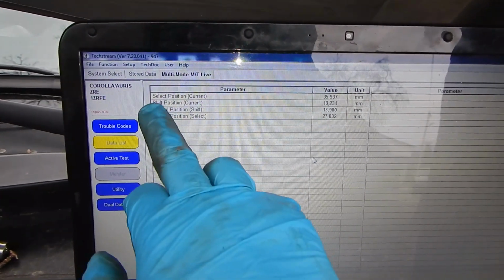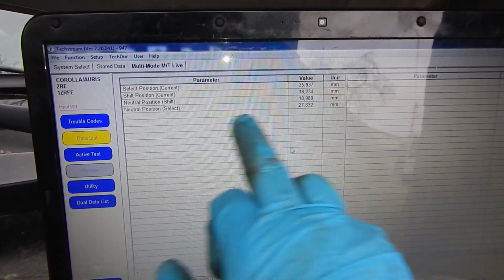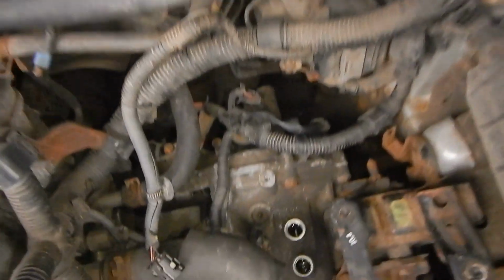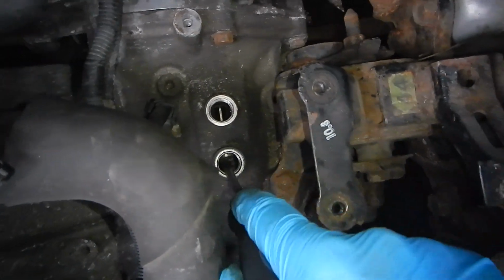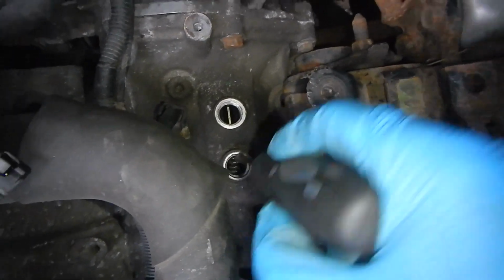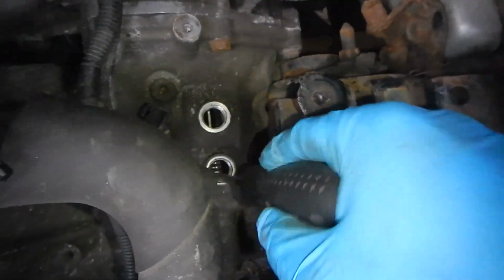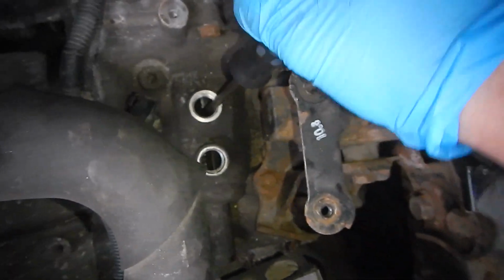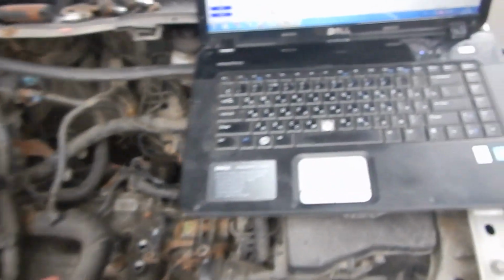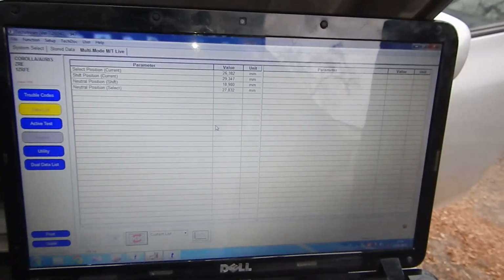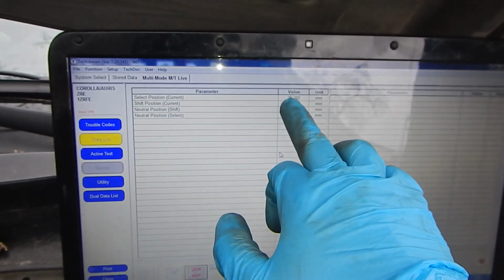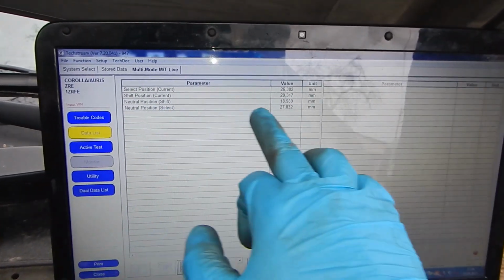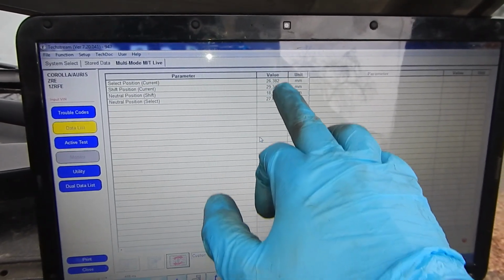What we have is select current like this, neutral. I think neutral must be in the middle. So I'm making this in the middle and trying to engage some gears. Yes. Now I'm engaging gear 3 or 4. You see? Select 26 and neutral position select 27.